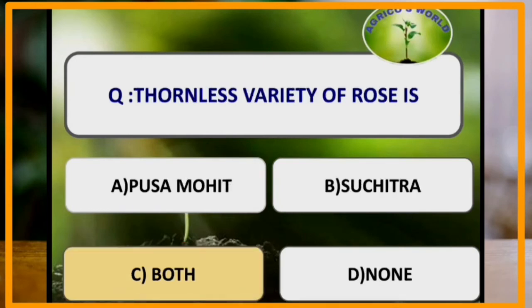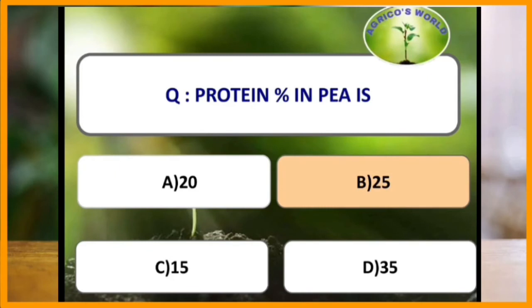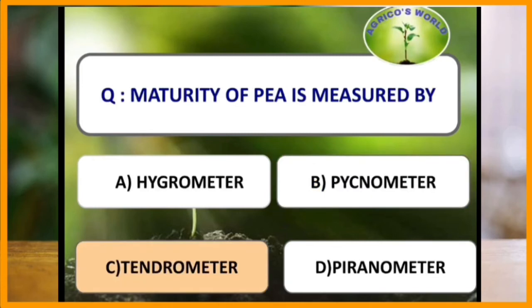What is the thornless variety of rose? The thornless variety of rose is Pusa Mohit and Suchitra. Pusa Mohit and Suchitra are the thornless varieties of rose. Protein percent in pea is? When coming to the protein percent in pea, it differs from the dry seeds as well as from the tender pods. In dry seeds, it is about 25%, and in tender pods, it is 7.2%.